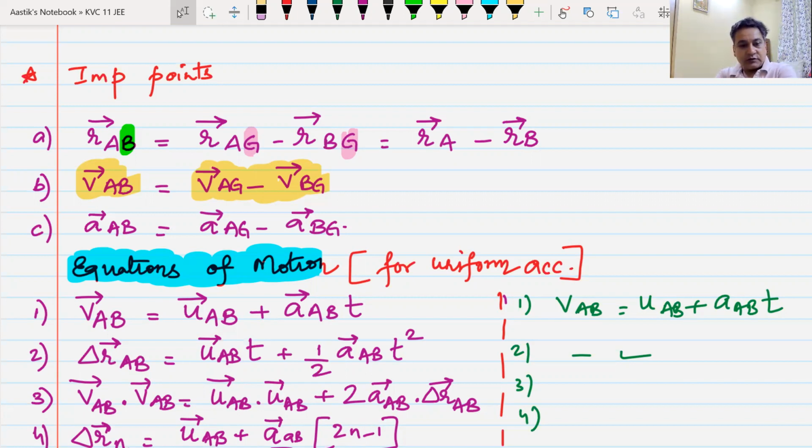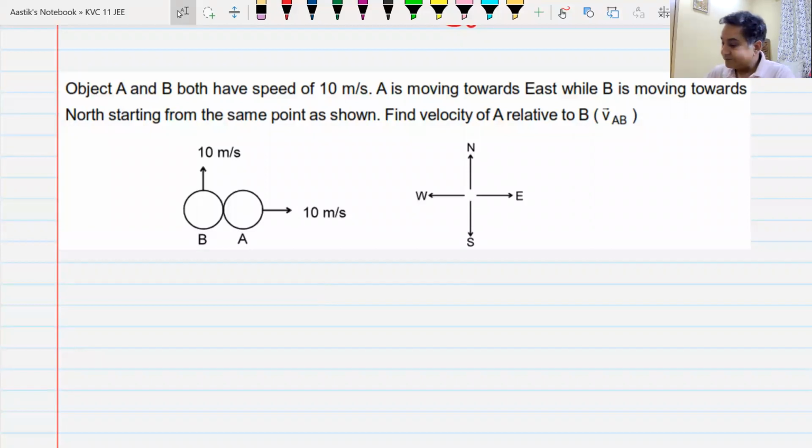Yes. So here is the first question. It's a straightforward question, and I hope that you will be able to give me the answer for this one. And this is the question coming on your screen now. Object A and object B both have the same speed, 10 meter per second. A is moving towards east, B is moving towards north, starting from the same point as shown. What is the velocity of A relative to B? You have 2 minutes to solve this.